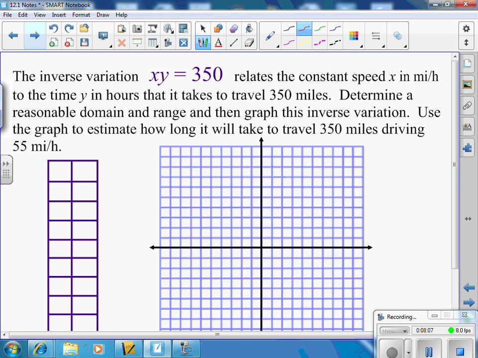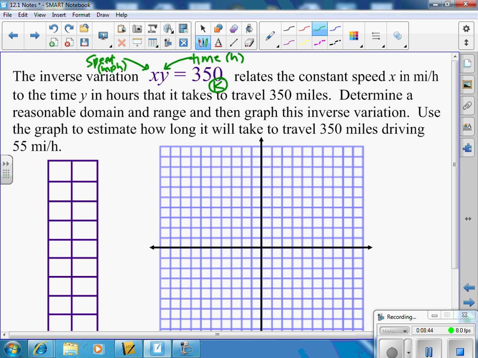Next thing we're going to do is kind of go backwards. So it says the inverse variation, x times y equals 350. That relates the constant speed, which is x, and we know x is speed in miles per hour, to the time, y, in hours, it takes to travel 350 miles. So that's where we get the 350 from. And in our case, that's also our k.